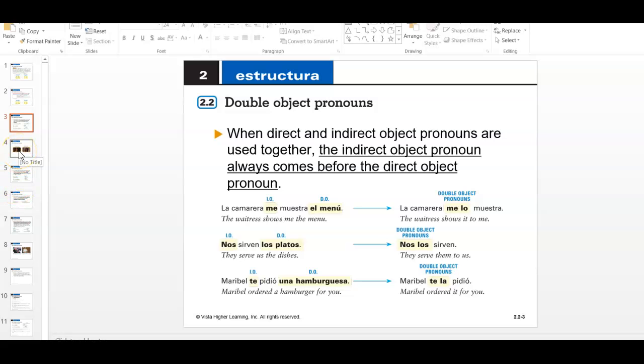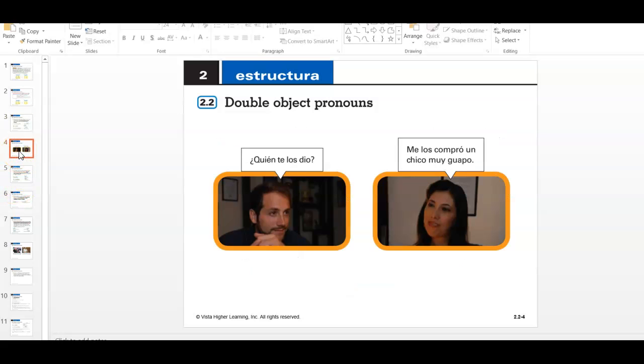These are just some examples. ¿Quién te los dio? Who gave them to you? Okay, so me los compró un chico muy guapo. Okay, so this one here, it's saying a handsome guy bought them for me. Okay, and notice it comes before the conjugated verb.